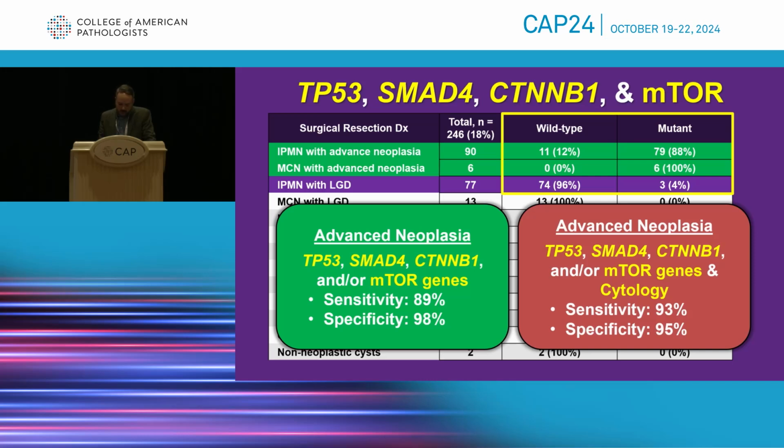But if you take into account the fact that cytology is highly specific, you can actually combine it with the molecular data without losing much specificity, but you can increase sensitivity. So cytology can catch a few of those cases that have advanced neoplasia that the panel doesn't detect, but cytology can detect specifically. So combining the panel with cytology can bump up the sensitivity to 93% while only slightly decreasing specificity.